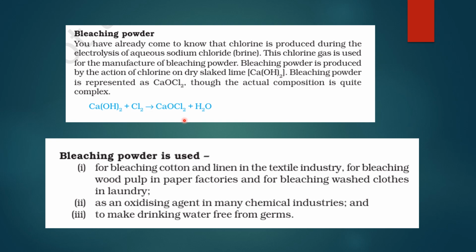ये काफी useful होता है. It is used for bleaching of cotton and linen in the textile industry. Okay. Wood pulp in paper factories, washed clothes in laundry, right? Oxidizing agent की तरह use होता है ये काफी chemical industries के अंदर, and for making drinking water free from germs. तो काफी uses हैं bleaching powder के. ये जो chlorine है ये use होगा इसमें.